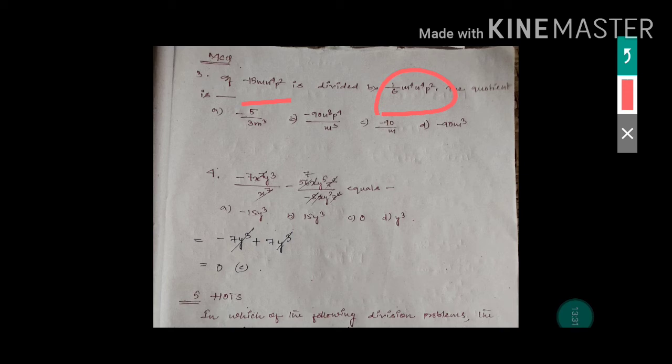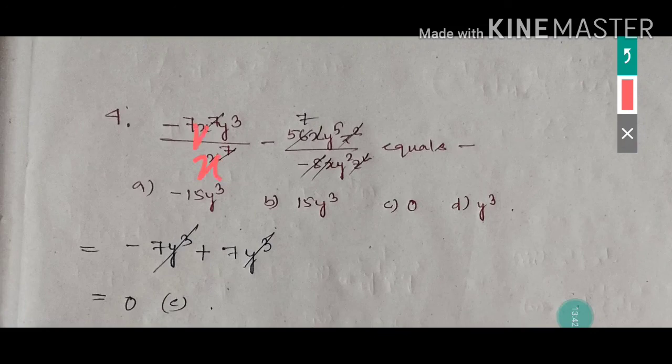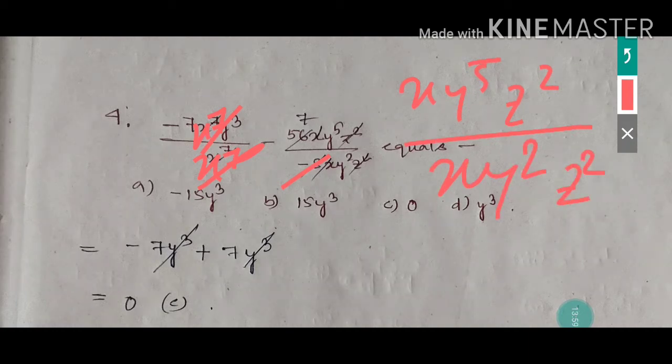Now the next question. This is given, and this equals how much? It's easy, just check it once. Here x power 7, here also x power 7, so both x power 7 will get cancelled. Here 8 is given, here 56 is given, so 8 sevens are 56. Here x y power 5 z square, denominator x y square z square, x will get cancelled. Here y power 5 over y square, that means y power 5 minus 2, which is y cube, and z square. Already the numerical factor is 7 y cube.